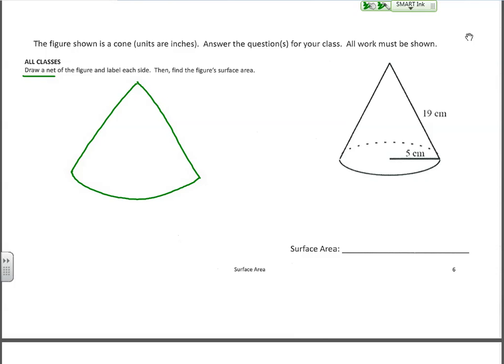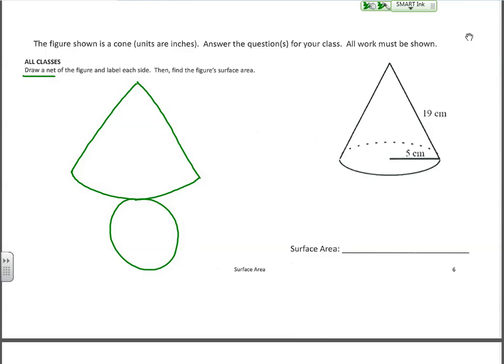And then that circular base needs to be represented as well. All right, so that's the net of a cone. If you were to take the wrapper off of your ice cream cone and lay it out flat, it's going to look kind of like that.